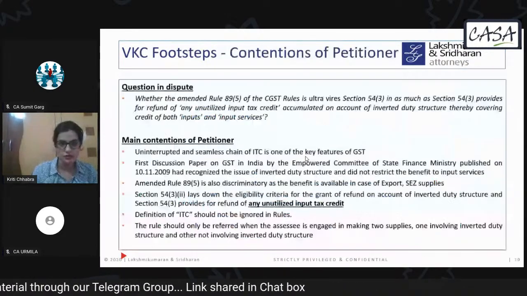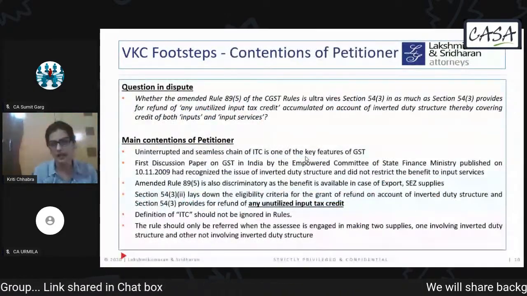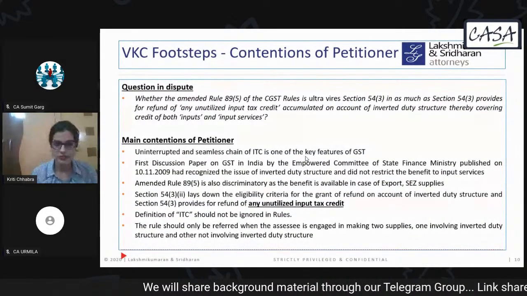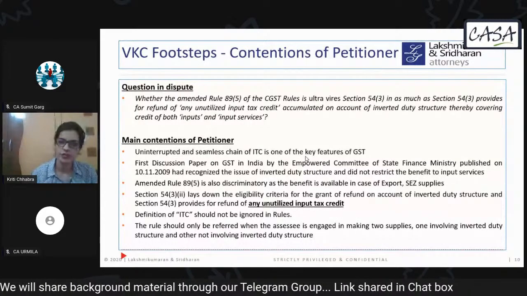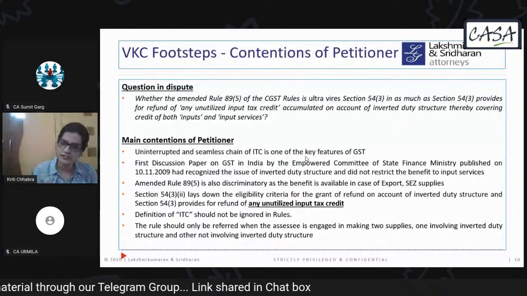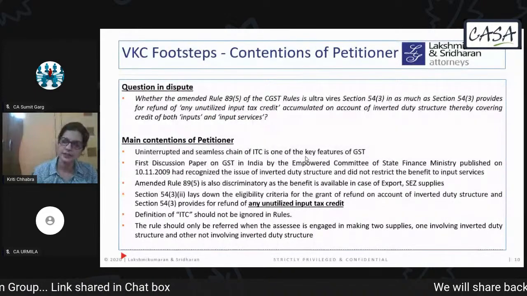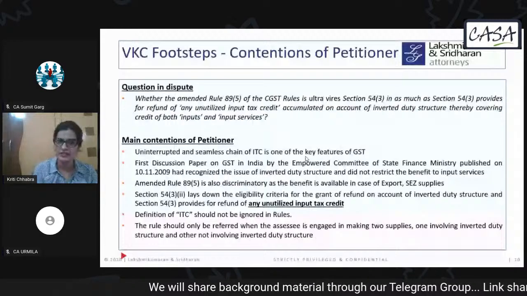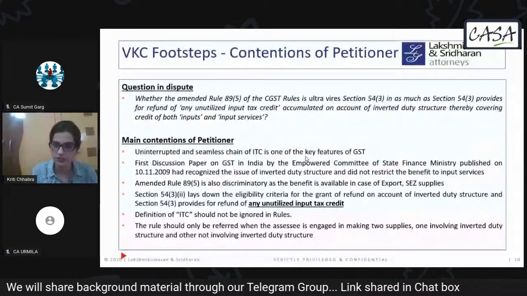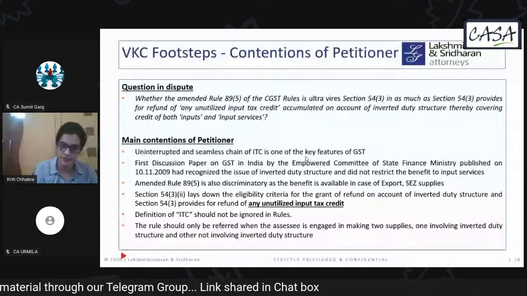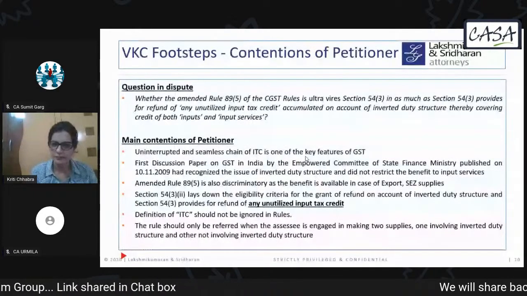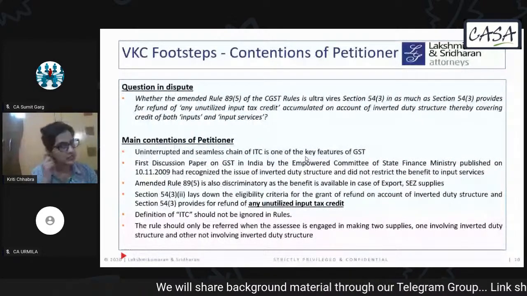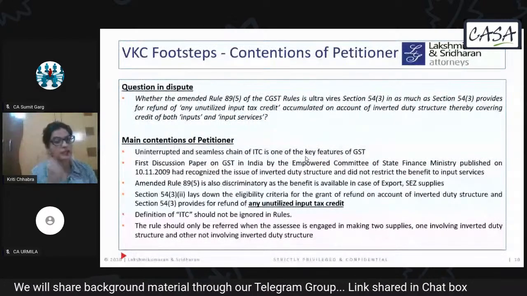So what were the contentions of the petitioner while they filed this writ petition to the Gujarat High Court? Before going to that, I should clarify here that this was not the only petitioner in the writ petition. There were a series of petitioners who filed writ petitions to the High Court on a similar matter. This was only for the purpose of convenience that the name of VKC Footstep was taken into consideration. Otherwise, the facts were similar for all the petitions, and all the petitions were taken up and addressed simultaneously by the Gujarat High Court.